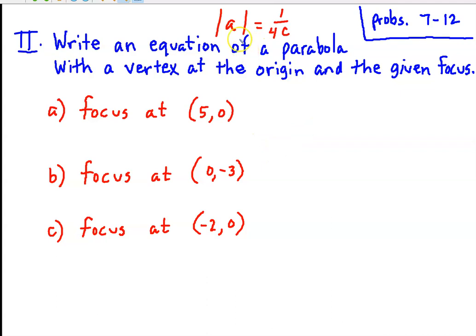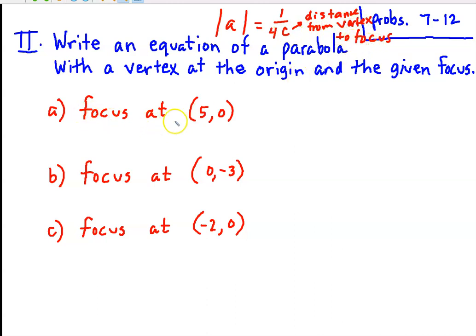So A is the coefficient for either x squared or y squared. C always represents the distance. It's the distance from vertex to focus. So when you see the letter C in talking about parabolas, it always represents distance, not direction. It's just how many units it is if we counted from the vertex to the focus.